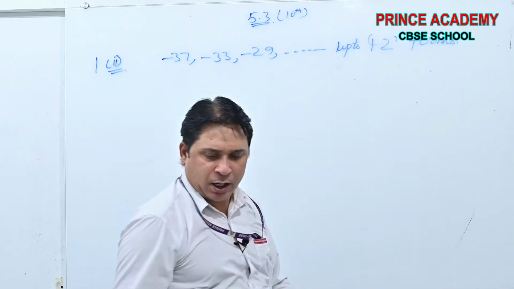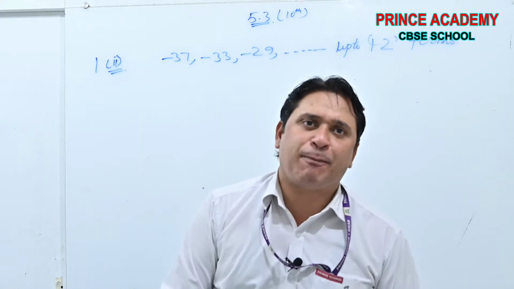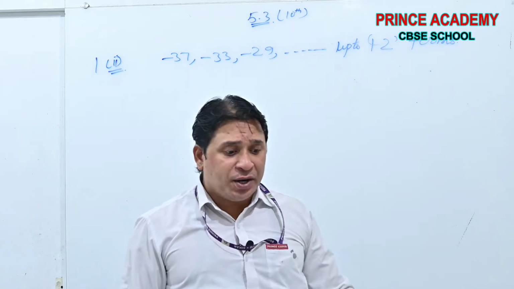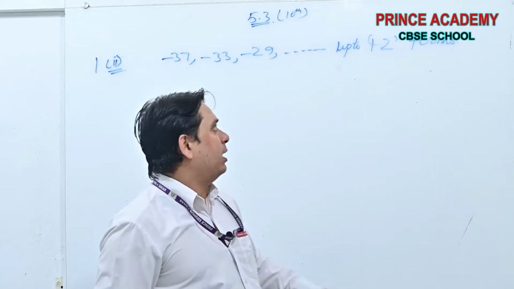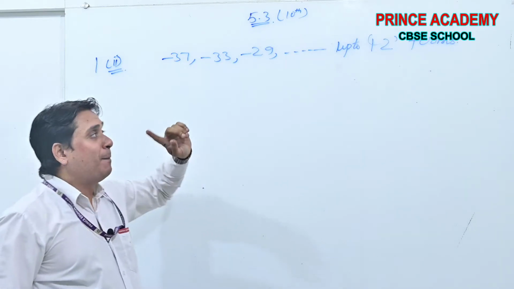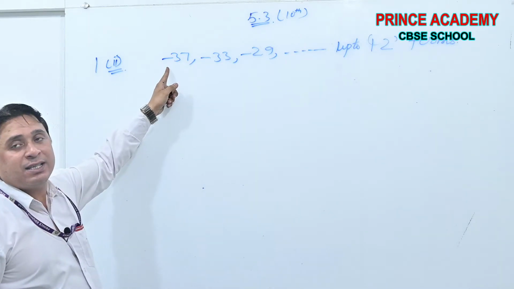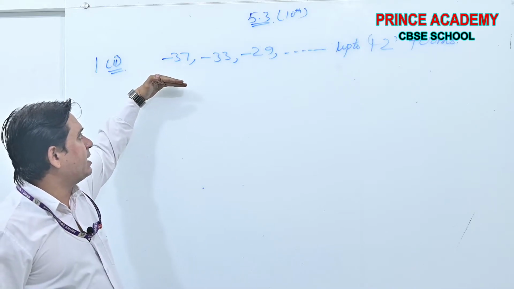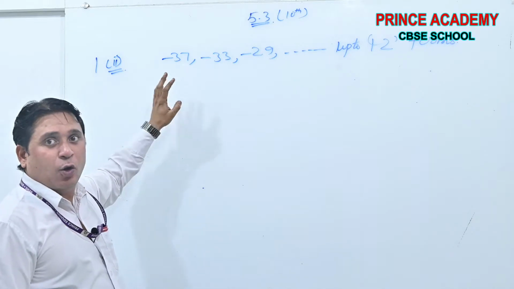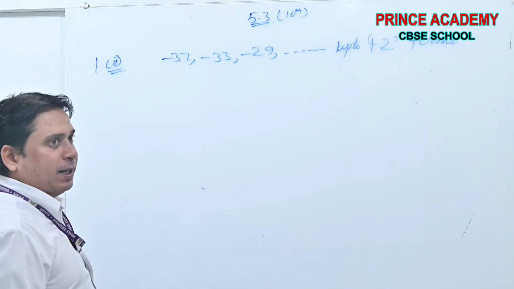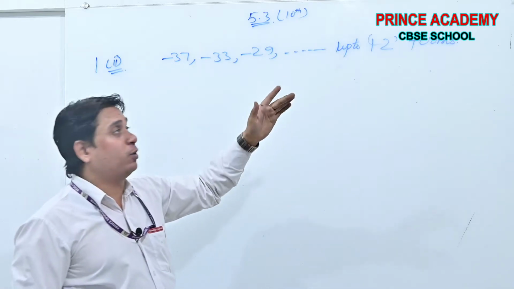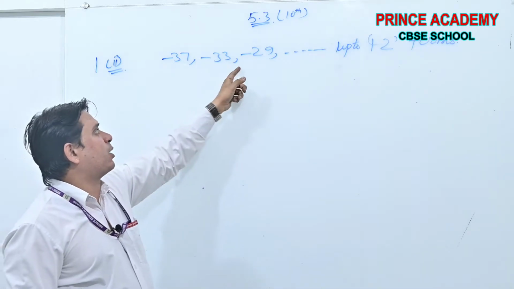Now see beta, what is given here? Here an AP is given. And what kind of AP is this? Increasing or decreasing? See beta, if minus was not there, it would be decreasing. But as there is minus, we are getting increasing. Minus 33 on the number line is on the left side and minus 29 is on the right side. That's why we have an increasing AP.